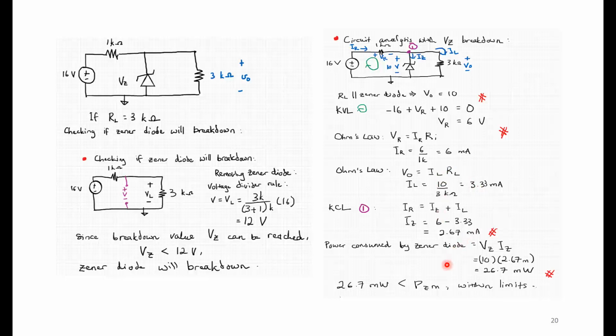Then the power consumed by the Zener diode is VZ times IZ, so power is equal to VI. VZ, the voltage across the Zener diode, is 10 volts, and IZ, which we found from the KCL earlier, is 2.67 milliamps. So the power consumed by the Zener diode is 26.7 milliwatt, and 26.7 milliwatt is less than the maximum power rating given in the question, which was 30 milliwatt. So this is within limits, so the operation is all right.